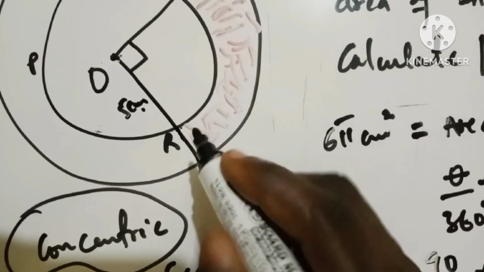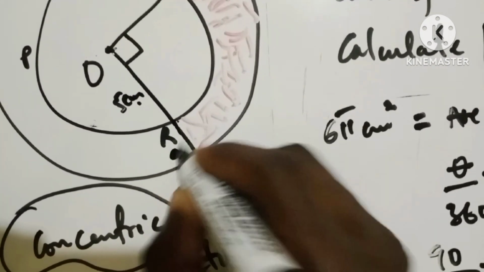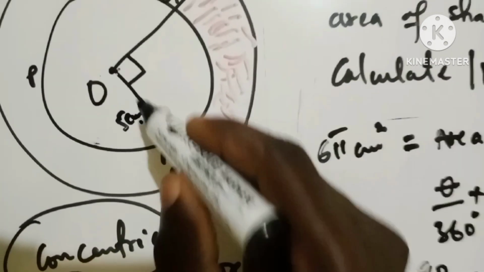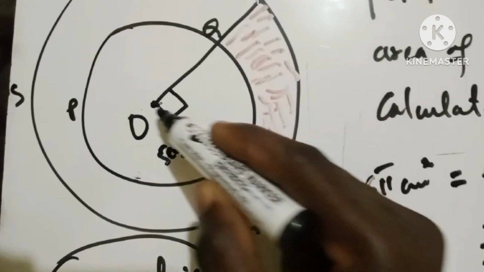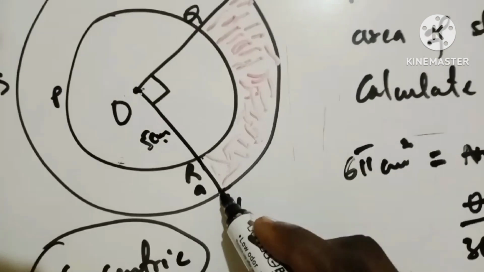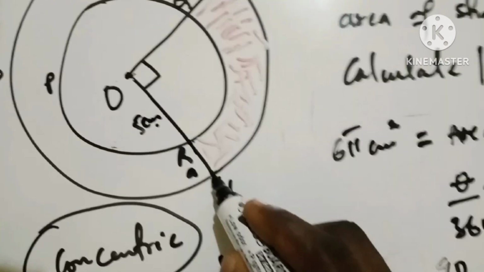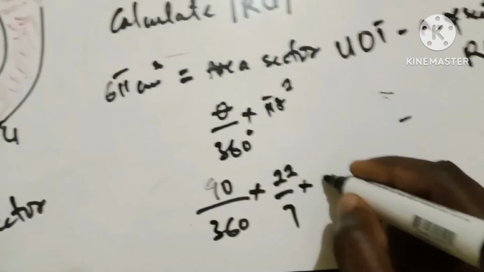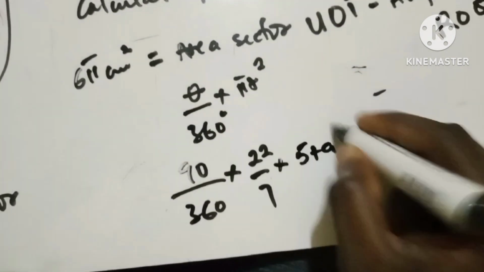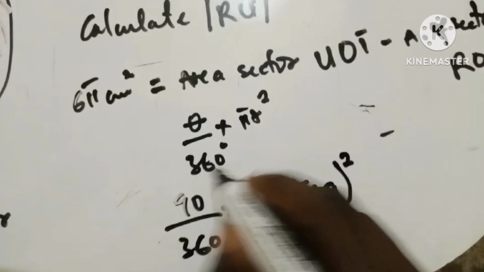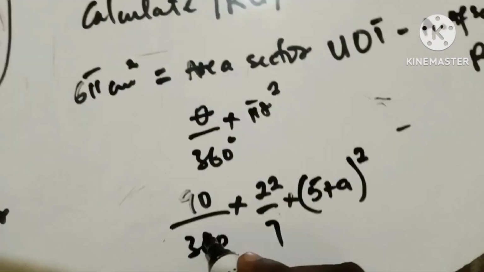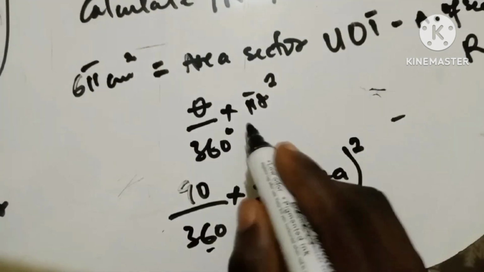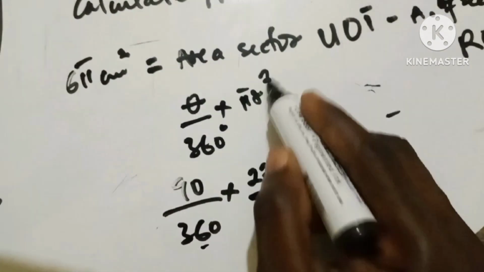So why don't you use a letter to represent it? Maybe I'm going to go for A for the small portion here. That gives me the radius of the entire shape, that's O to U, right? So that's going to be the radius. So multiply by the radius, that's 5 plus A, everything squared. According to the definition here, we have the theta to be 90, and then we have the pi to be 22 on 7, and then R is the radius.